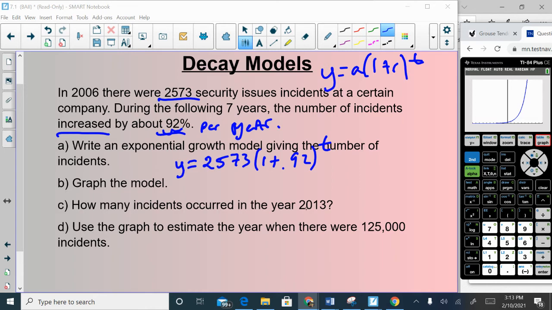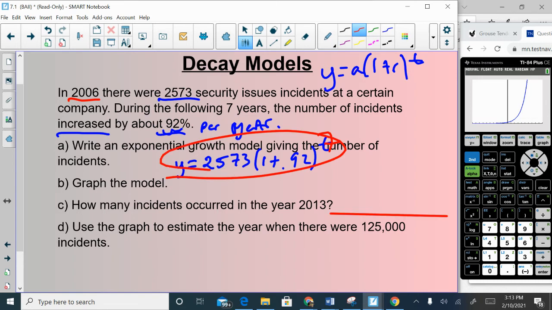How many incidents occurred in the year 2013? 2013 is 7 years after 2006, so if I plug in 7 here for T, and I type this into my calculator, that'll give me that answer. I'm going to do that in a second. And then use my graph to estimate when there would be about 125,000 incidents. Well, I can push the trace button, and I can just kind of drag my little cursor around. And I'm looking for when is the Y value close to 125,000.